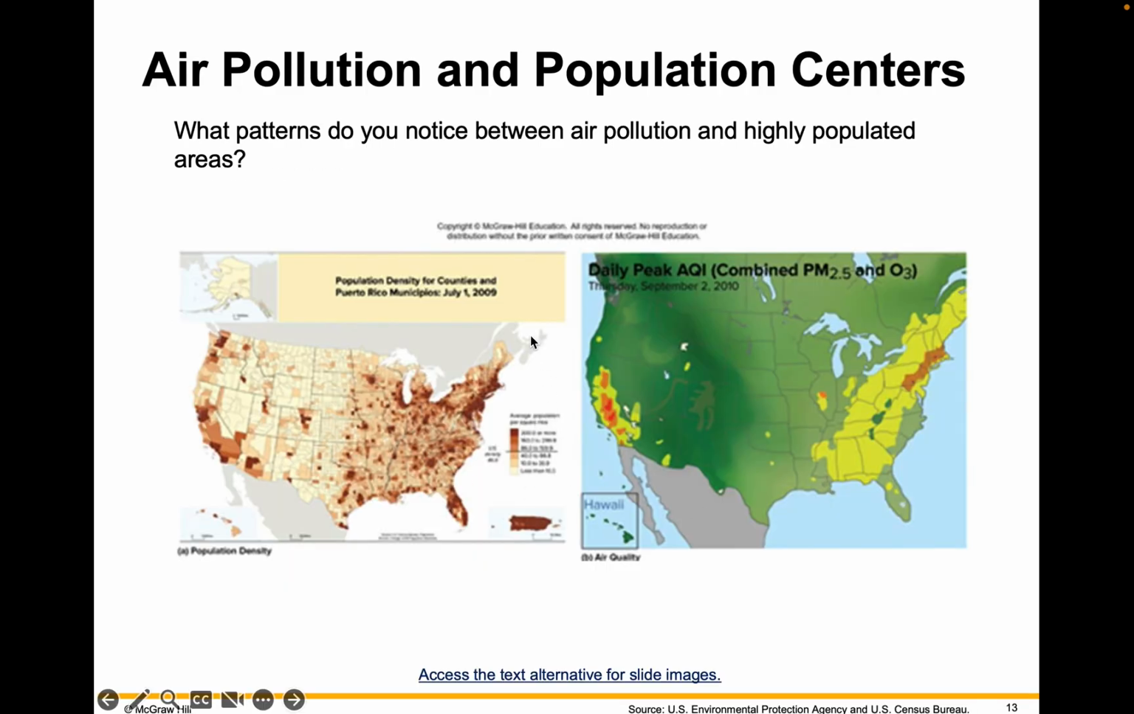Have a look at these 2 graphs. The one on the left is population density for counties in the US and Puerto Rico. So the darker the color brown, the more densely populated the area. So looking at this map, now take a peek over here at this one. This is a daily peak air quality index. So the warmer the color, the lower the air quality, right? And there's definitely a strong relationship between highly developed areas and poor air quality, right? In the East Coast, over here.